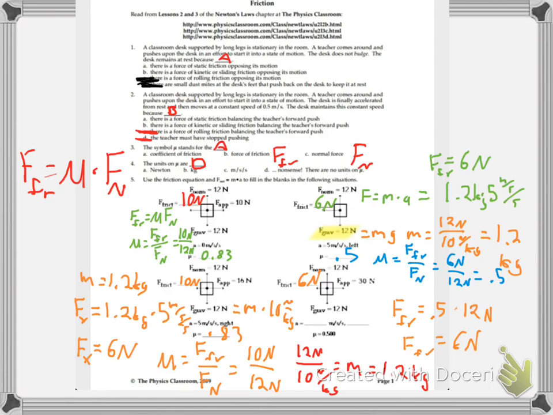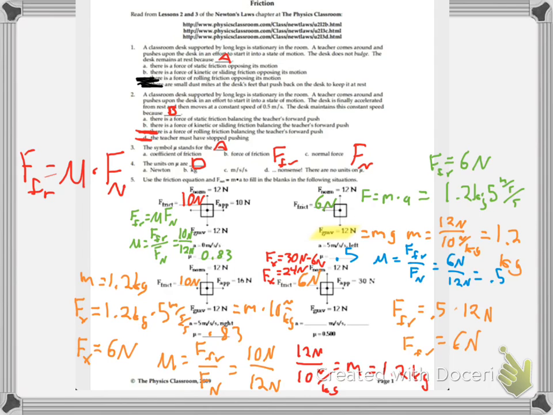And now we want the sum of the forces to equal mass times acceleration. So if we want the sum of the forces in the x direction, that would be the sum of the forces to the right plus the sum of the forces to the left. So we have 30 newtons of applied force. Friction is going to the left, so we can call that negative. So here we can write this out as our forces in the x direction equal 30 minus 6 newtons. So the sum in x will be 24 newtons.